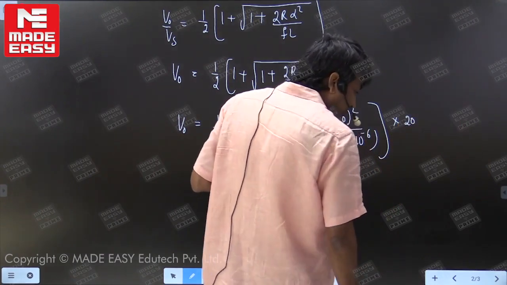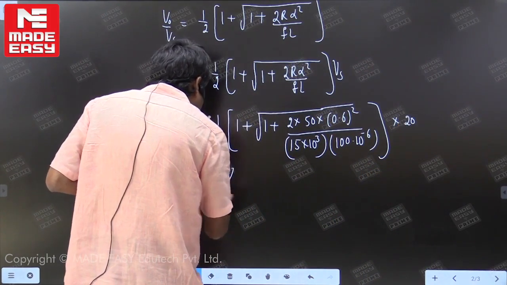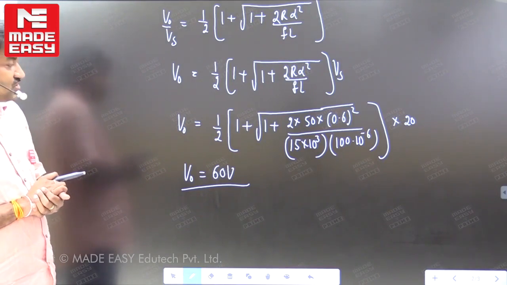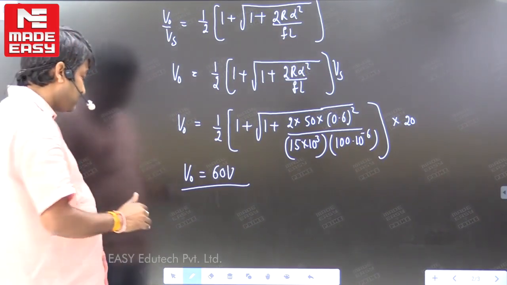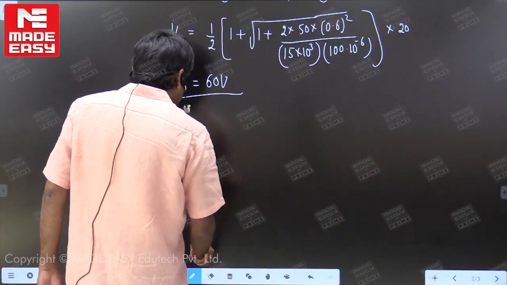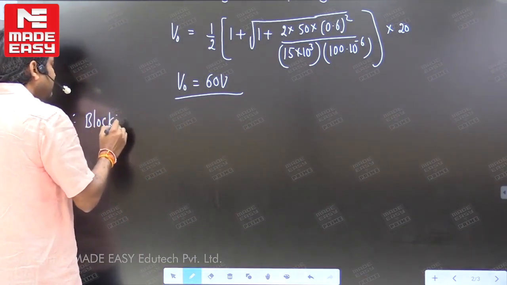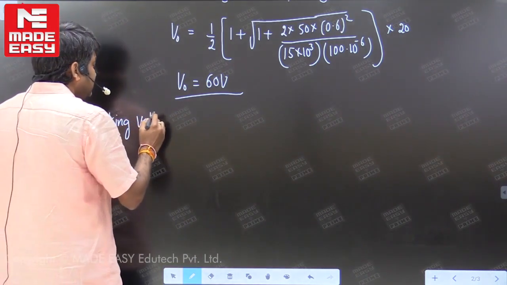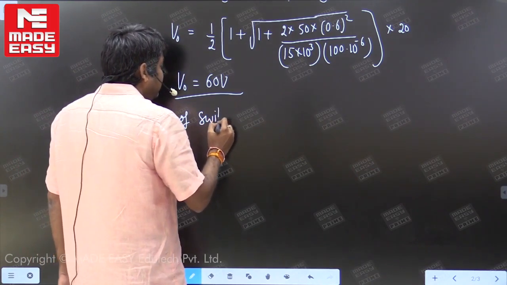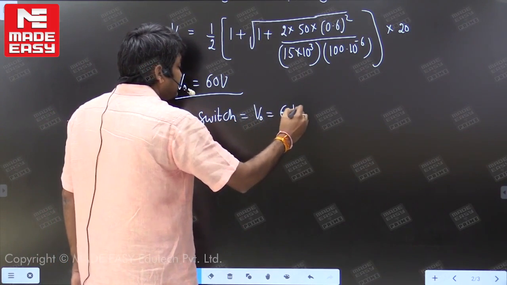After calculating this, we get V naught is equal to 60 volts. Here the blocking voltage of the switch in a boost converter is the same as the output voltage. So therefore, the blocking voltage of the switch is equal to V naught, which is 60 volts.